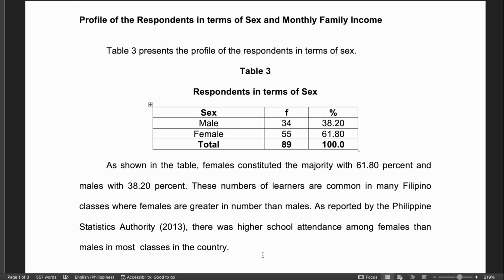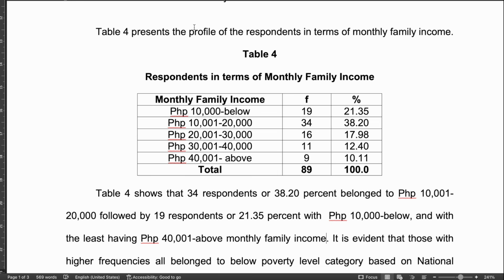So, basic interpretation nito, pwede pang pahabain, pwede pang palalimin, but of course, wag lalayo dito sa information na ipinapakita ng table. Okay, let's now move on to the next example. So this is table 4. Okay, table 4 presents the profile of the respondents in terms of monthly family income.